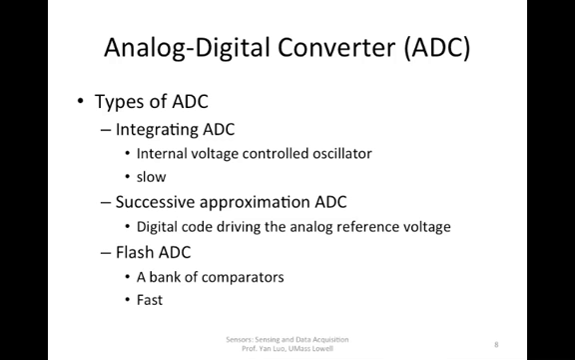The third type is the so-called flash ADC, which has the highest performance because it has a set of parallel comparators. The input voltage will be compared to reference voltages in parallel. So instantly, you can get the digital value from all these parallel comparators. So that's why this type of ADC is very good at speed.